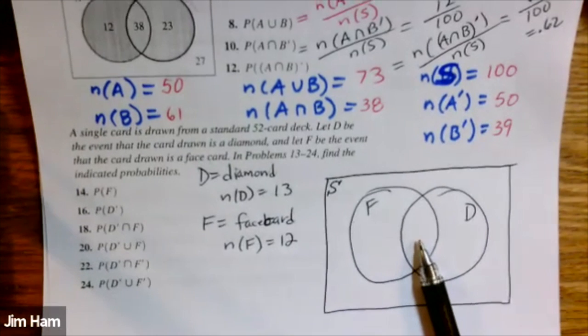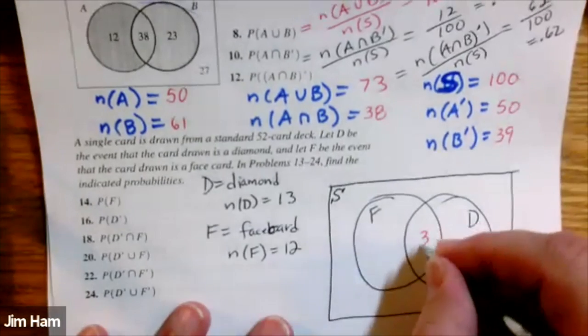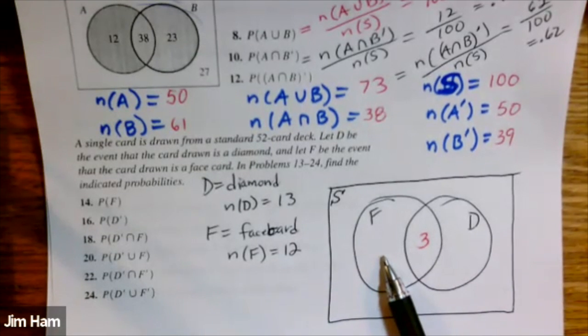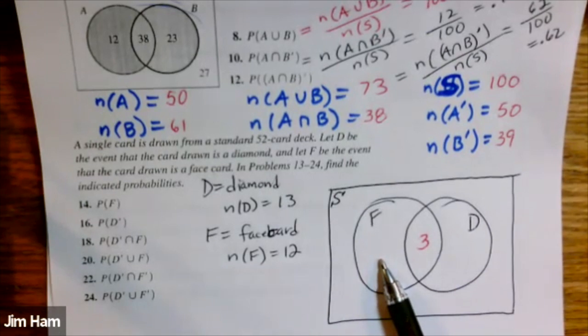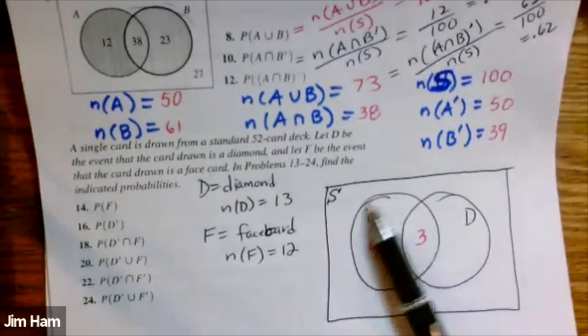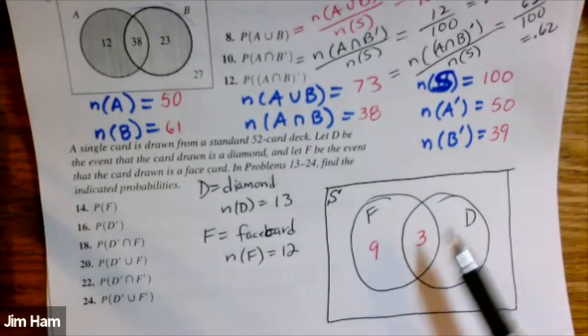Let's start in the middle. How many cards out of 52 are both face cards and diamonds? Because it's in the intersection, so it has to be both. Okay, good. 3. You've got the king of diamonds, the queen of diamonds, and the jack of diamonds. Those are the only 3. All right, now this region out here are also face cards, but they're outside the diamond circle. So how many face cards do we have that are not diamonds? That would go here. Yeah, the 9 face cards that are clubs or spades or hearts. So you can see there are 12 face cards when you add both the 3 and the 9. 9 of those are non-diamonds, 3 of those are diamonds.